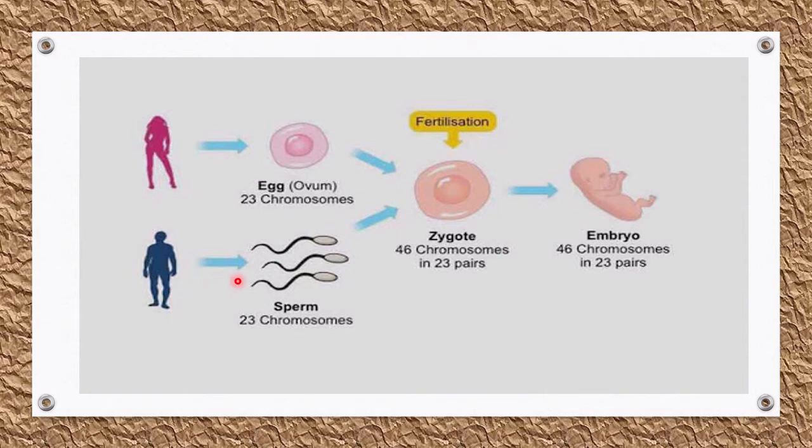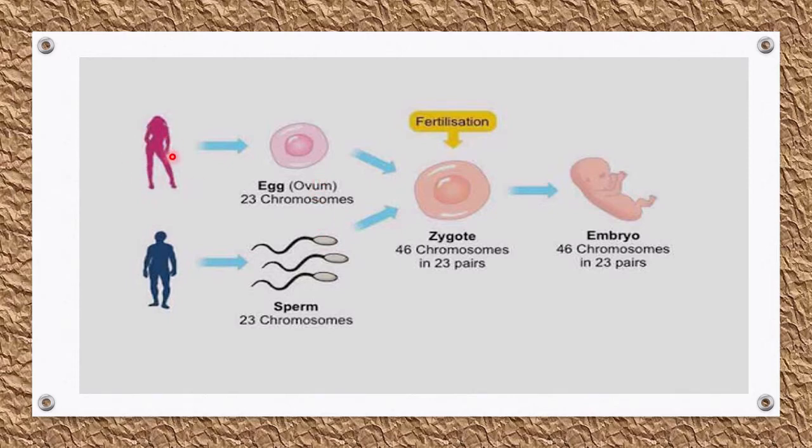If cells having 46 chromosomes participated directly in sexual reproduction, what would happen? The female gives 46 chromosomes, the male also gives 46 chromosomes, and the offspring may have 92 chromosomes. In this way, generation to generation the chromosome number would increase. That is not possible practically. So to avoid that, before any fertilization or sexual reproduction, what happens?